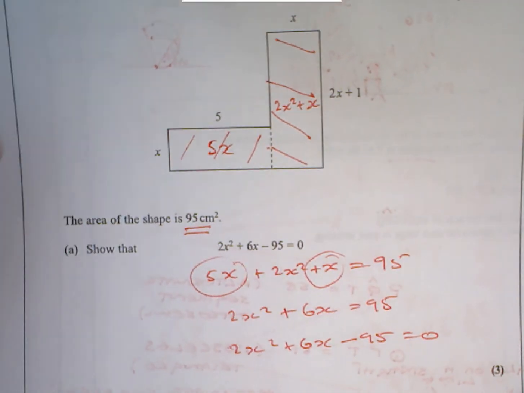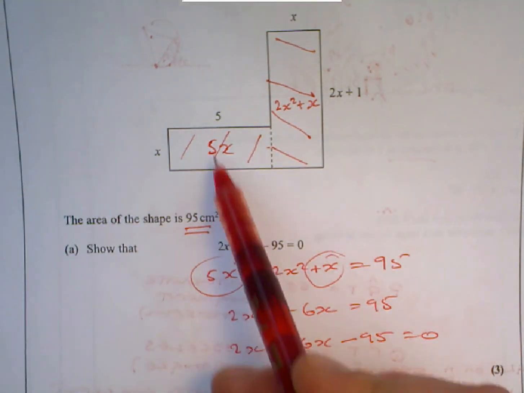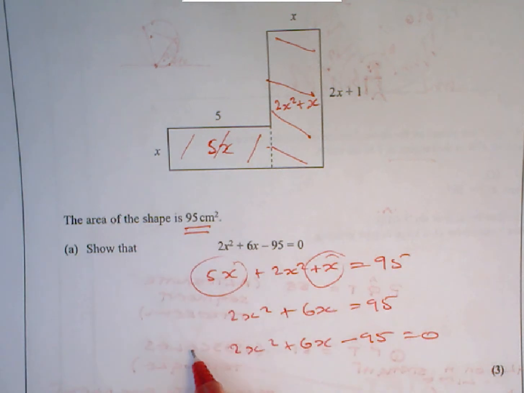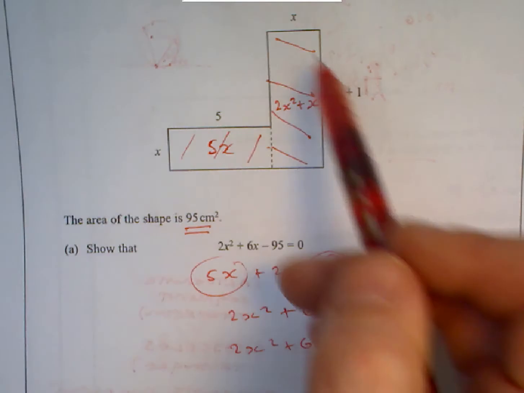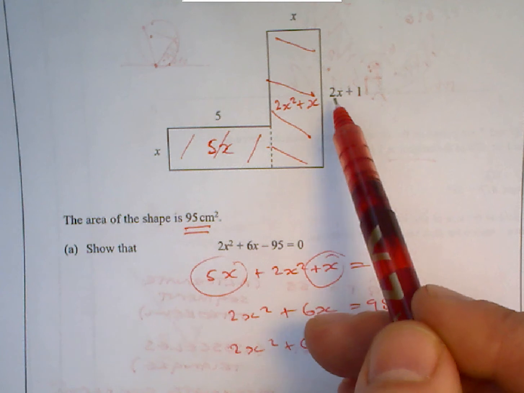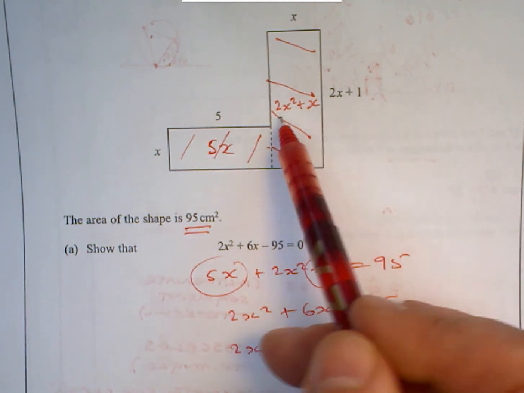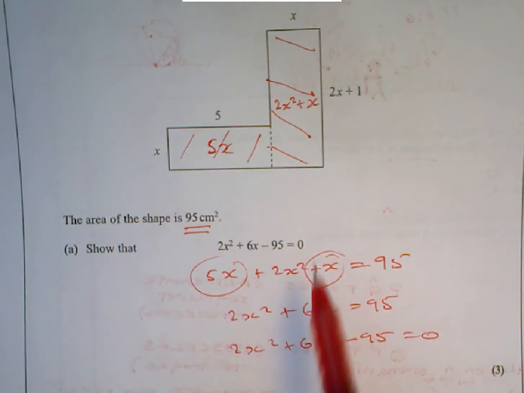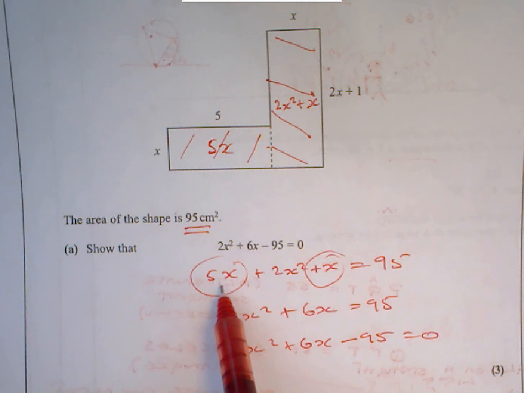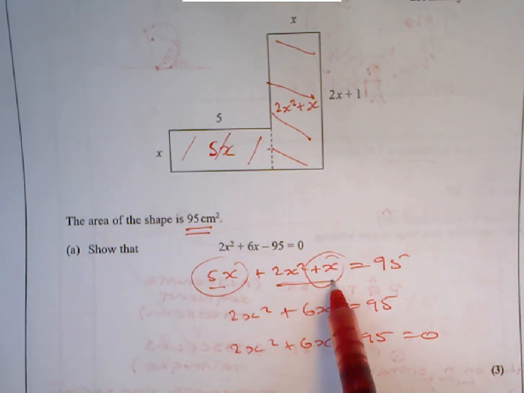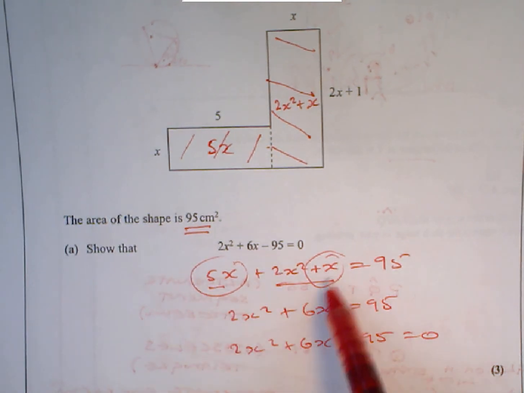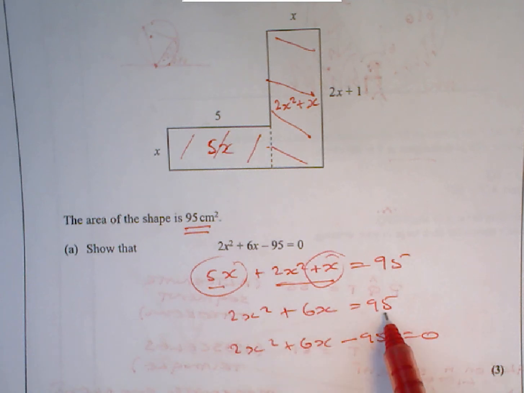Okay, going back to the slightly more tricky bit, we can see that the area of this rectangle is going to be length times width, 5x. And the area of this rectangle is x times that bracket. So 2x times x is 2x squared, 1 times x is x, 2x squared plus x. And so I've added this to this. And the x's come together. I get 2x squared plus 6x equals 95. Change sides, change signs, and I get minus 95. And I've proved that I get this quadratic from this information.